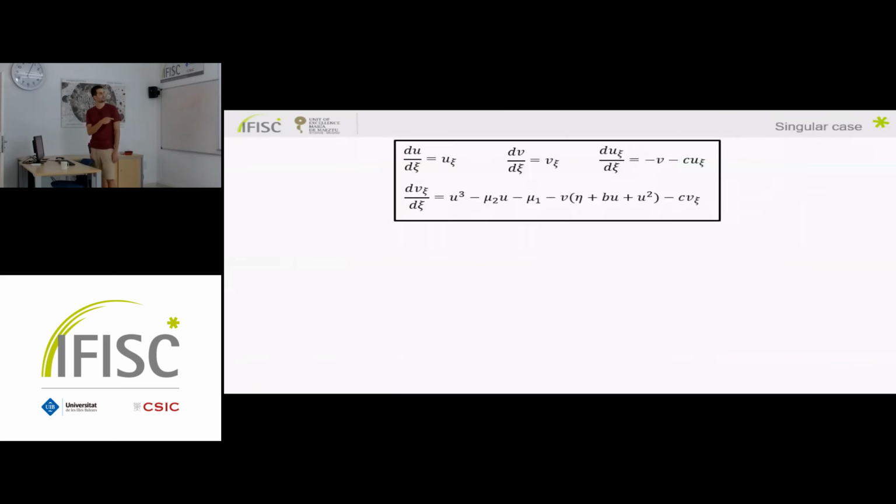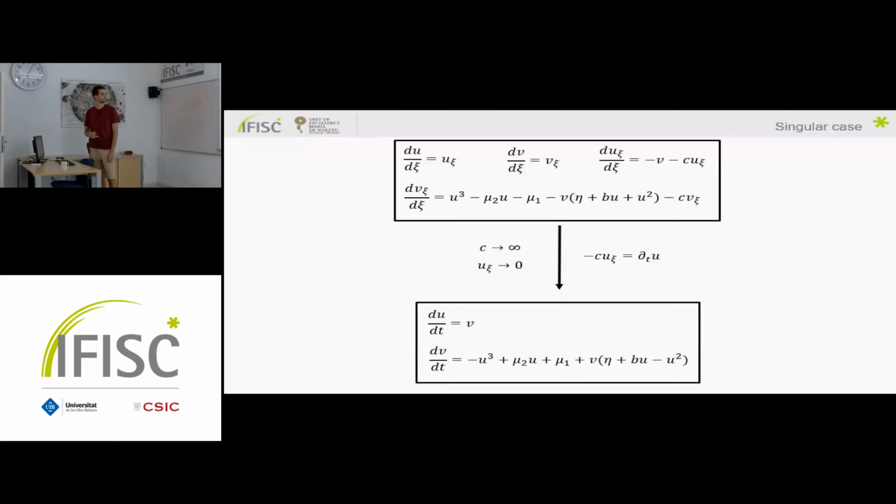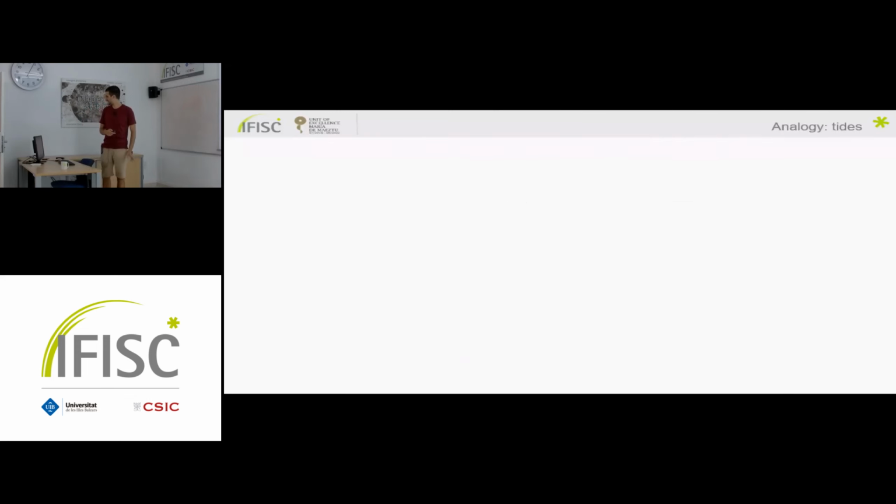Here we have our moving reference frame, and we can see that if we make the velocity go very big, so we are studying a structure that moves really, really fast, but the first derivative goes to 0, so it's a structure that is pretty flat but moves really fast, we can recover from there the local dynamics. Well, you can do the maths, it's not hard, but maybe to understand it's a little bit hard, so I'm going to make an analogy with tides.